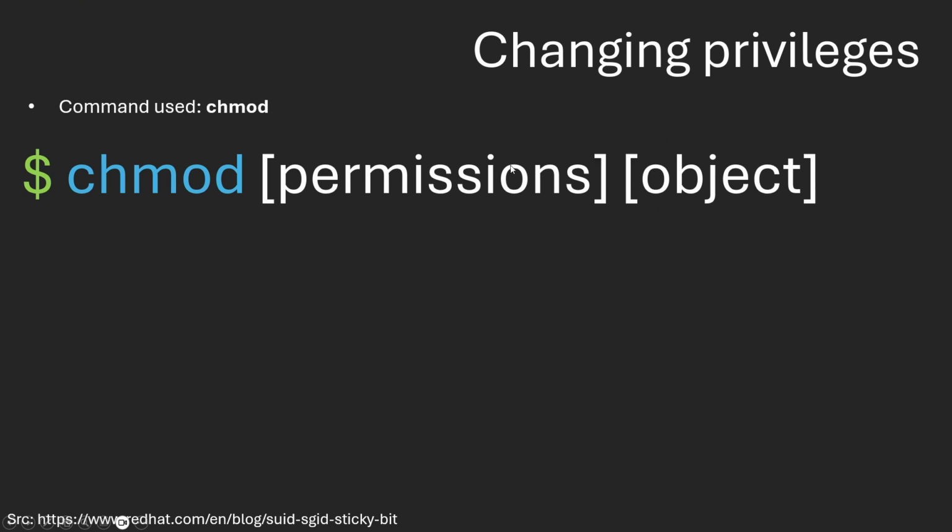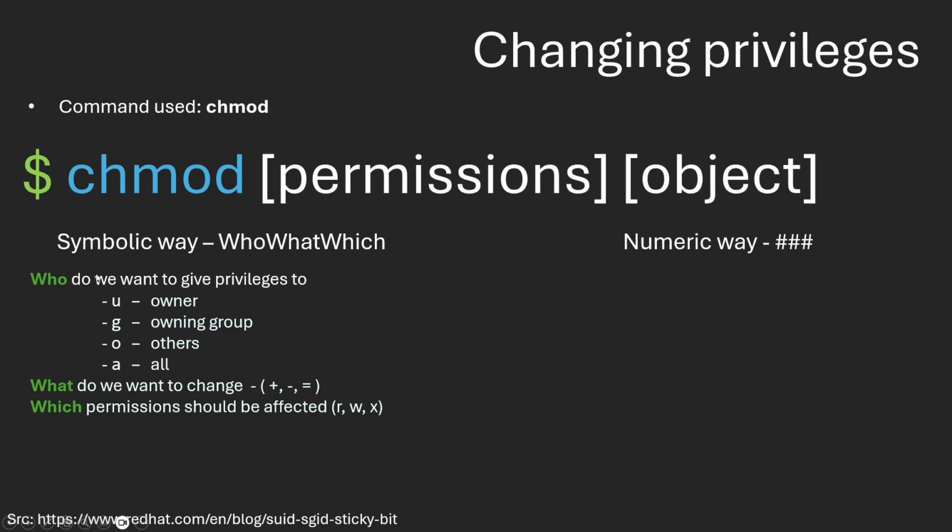Permissions can be written in two ways. First is the symbolic way, which is who, what, which. And the second one is the numeric way, by using three numbers. Let's start with the symbolic one. First thing is who do you want to give privileges to? Is it the owner, the owning group, others, or everyone?